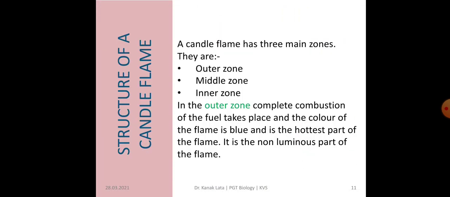Now let us see about the structure of a candle flame. As you have seen, a candle flame has three main zones: outer zone, middle zone and inner zone. In the outer zone there is complete combustion and the color of the flame is blue. This outer zone is the hottest part of the flame, and it is also the non-luminous part of the flame.